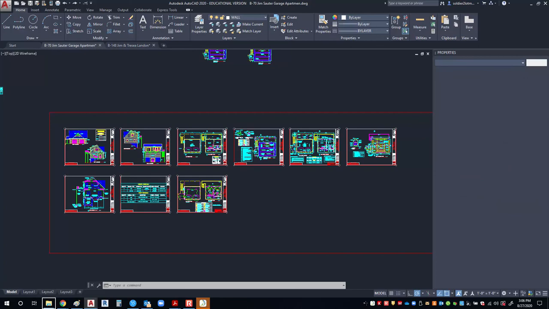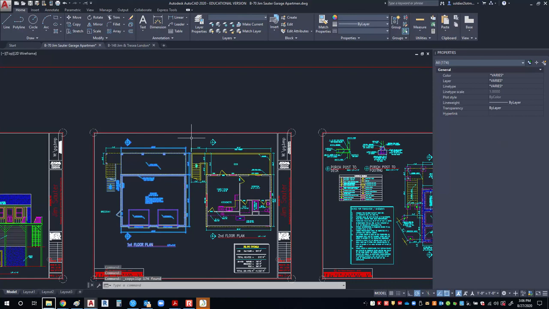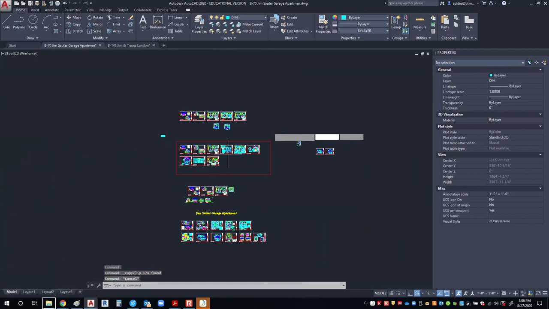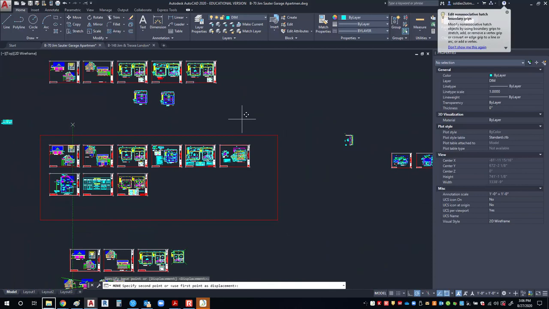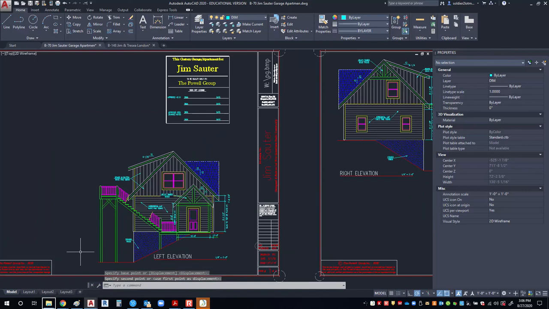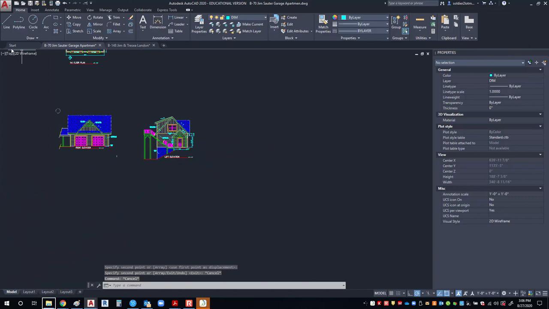Look at there. They're all over the place. Don't believe me? I want you to watch this. So I'm going to take the first floor plan. I'm going to copy it. Place it up here. I'm going to take the front view and place it up here. And I'm going to take my side view and place it up here. Now, let me put a couple of lines in here to help get everything lined up.